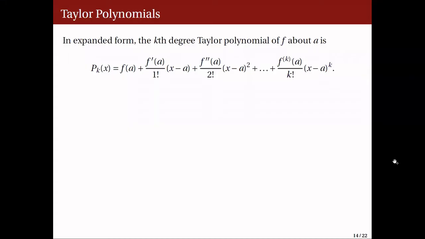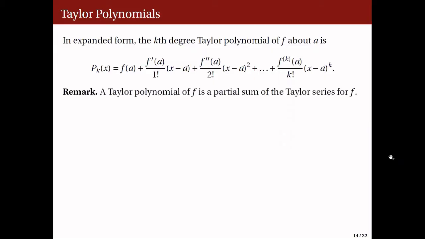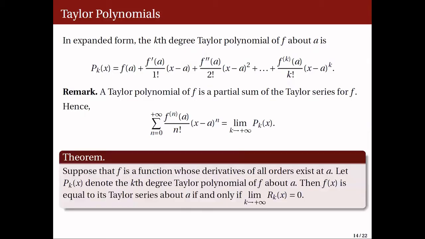This is the expanded form of the kth degree Taylor polynomial of f about a. Notice that the terms of p sub k are the first k plus 1 terms of the Taylor series of f of x about a. So here we say that a Taylor polynomial of f is a partial sum of the Taylor series for f. And so we can say that the Taylor series on the left-hand side of this equation is just equal to the limit of the Taylor polynomial p sub k as k goes to positive infinity. So this leads us to the following theorem.